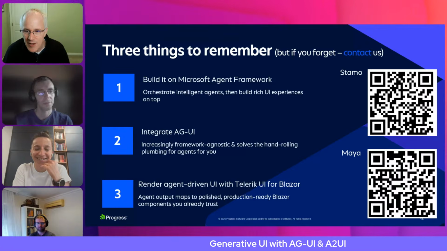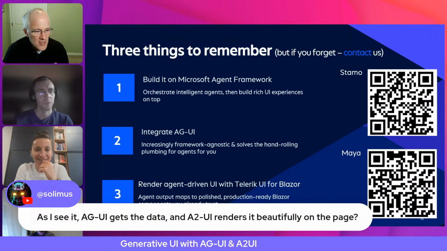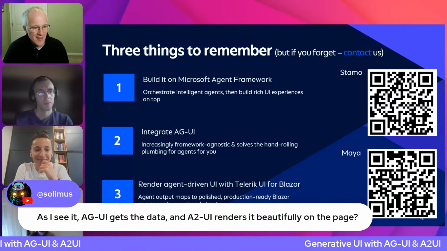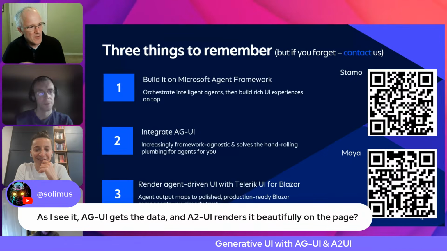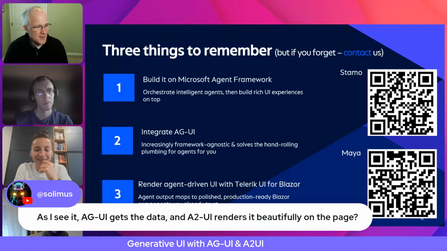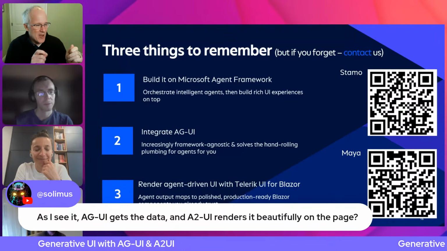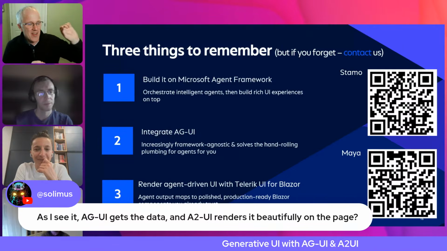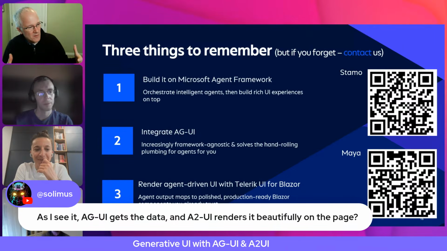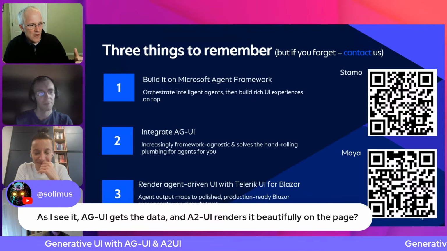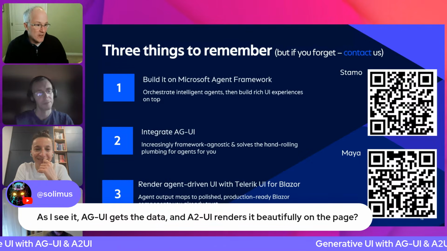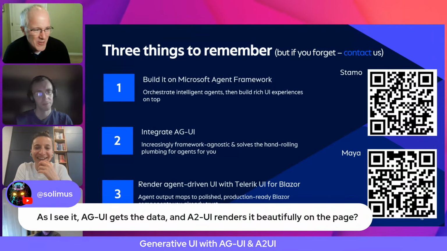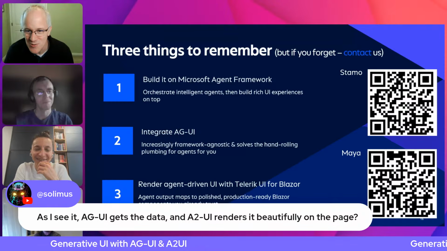Someone was asking about AGUI versus A2UI. Like, as I see it, AGUI gets the data and A2UI renders it beautifully on the page. That's kind of true, I think. Again, AGUI is really about a protocol to enable you to build a user interface around an agent. And then A2UI kind of augments that with this declarative format for defining a set of widgets that the agent can then render as part of its user interface. So it's a pretty good description. Not too bad. So that sounds right.